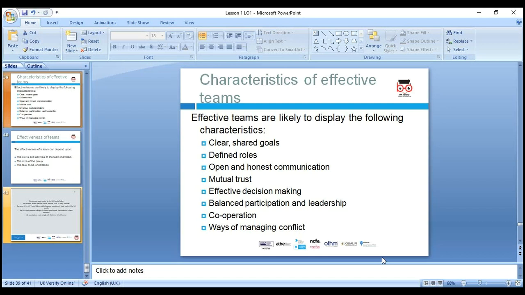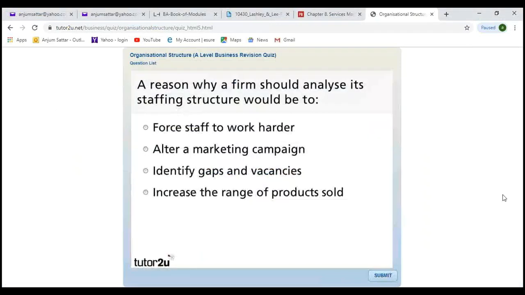Can you see my screen? I can see your screen, but it got stuck for a bit. It's back now. Okay, good.